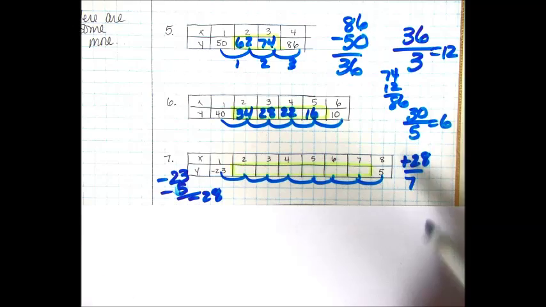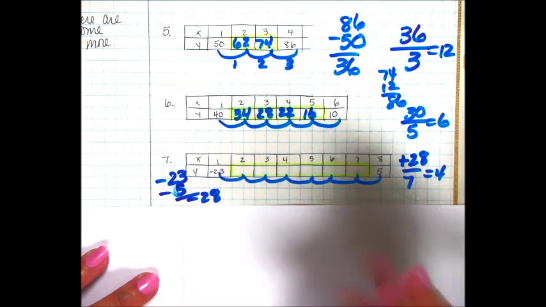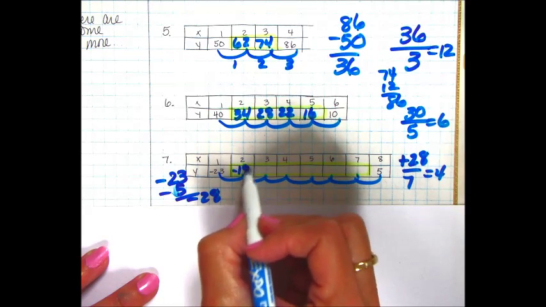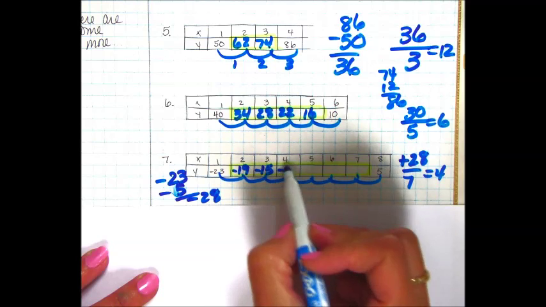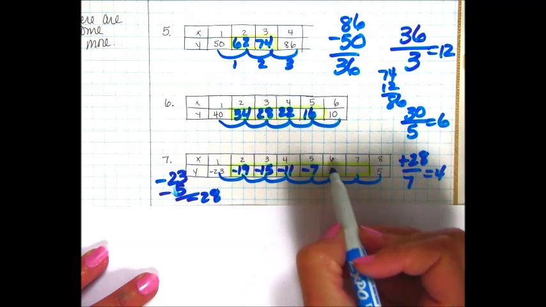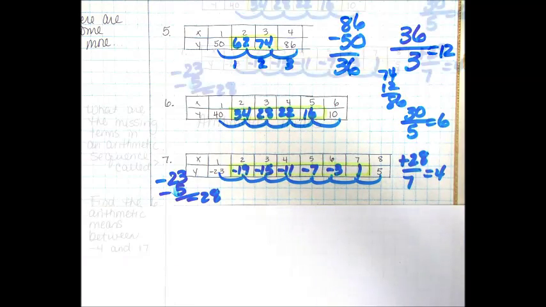28 divided by 7 is 4. Appears that we're adding 4. So negative 23 plus 4 is negative 19. Add 4 to that, negative 15, and add 4, add 4, add 4, add 4, and then check. 1 plus 4 is 5. So there are my numbers.